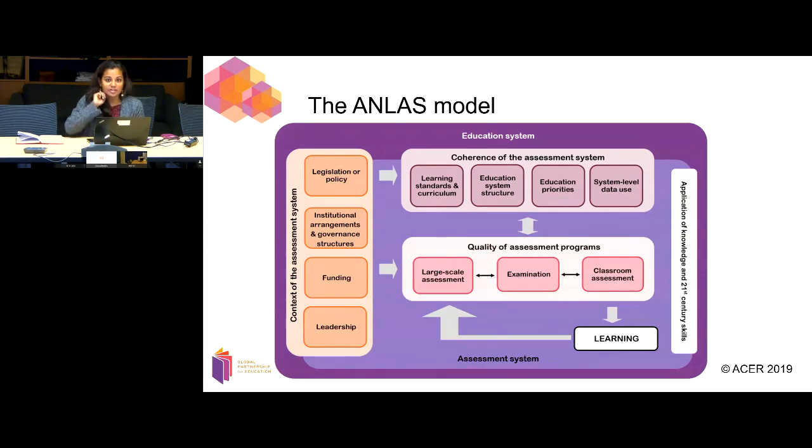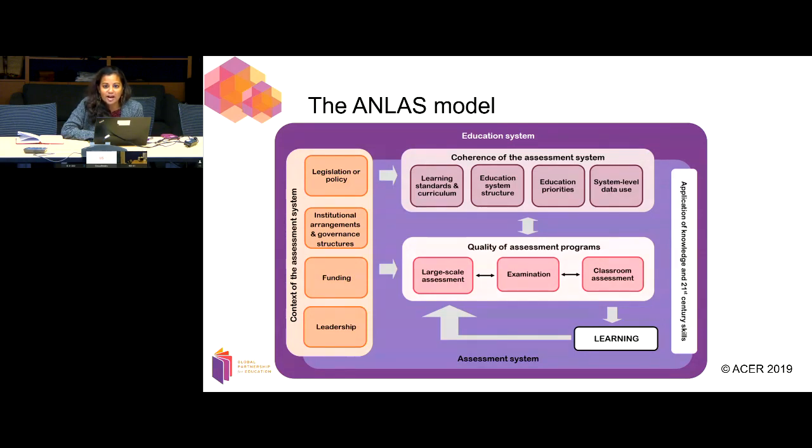Secondly, the second dimension at the top, in the middle of the screen rather, looks at the quality of assessment programs. And here we're looking at the quality of 3 types of assessment programs. On the one hand, large-scale assessments and examinations, and on the other hand, classroom assessment.